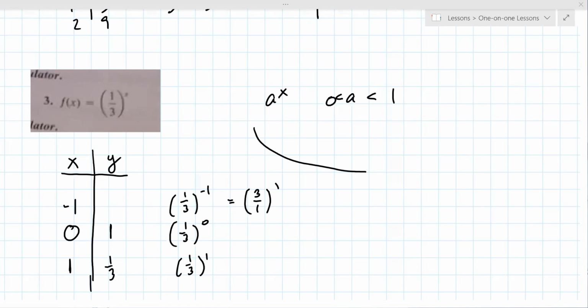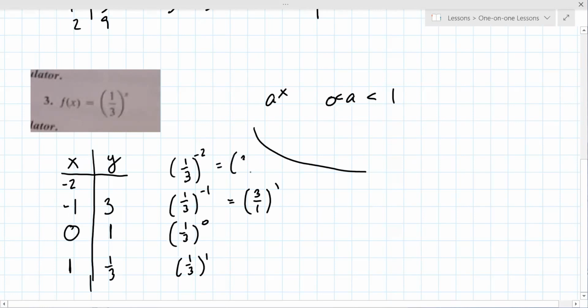I was just going through the next one here, where we've got some negative exponent stuff happening, and so like negative 2 is 1/3 to the negative 2 power. What that means is you're going to flip it, 3 over 1 to the power of 2, which is 9. So you got 3 over 1, 3 over 1.